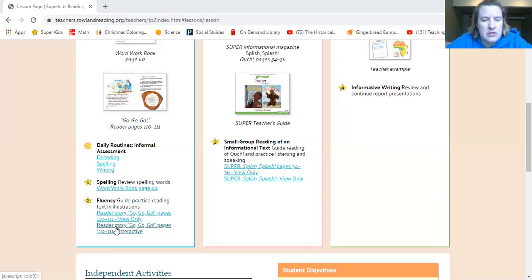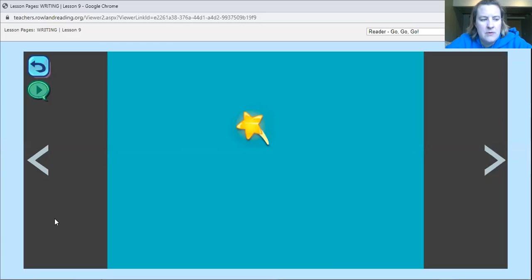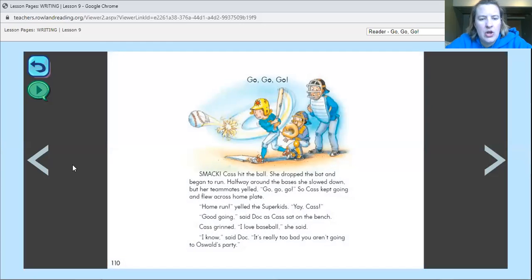It's going to take me just a moment here. I hope you guys are doing well. I enjoyed seeing you in our science lesson the other day. Getting ready to talk about fossils here real soon too. So let's see. Oh, here we go. Go, go, go. That's our story for today, page 110.